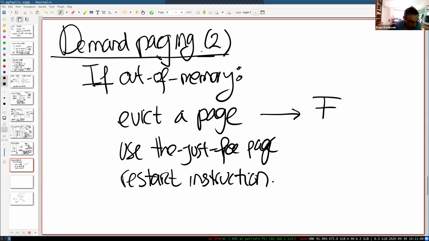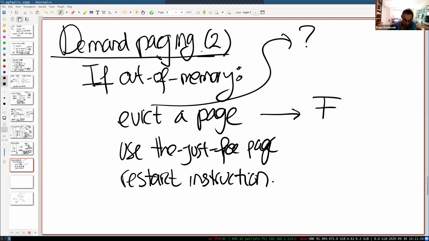And again, restarting the instruction is a little bit more complicated, because it's the whole machinery to basically do the user read and start, and transfer back to user space, etc. This is what a typical operating system will do. And of course, the key question is: what page to evict?